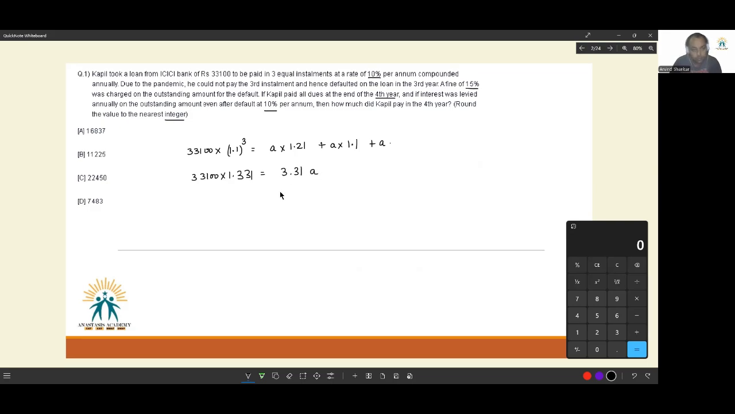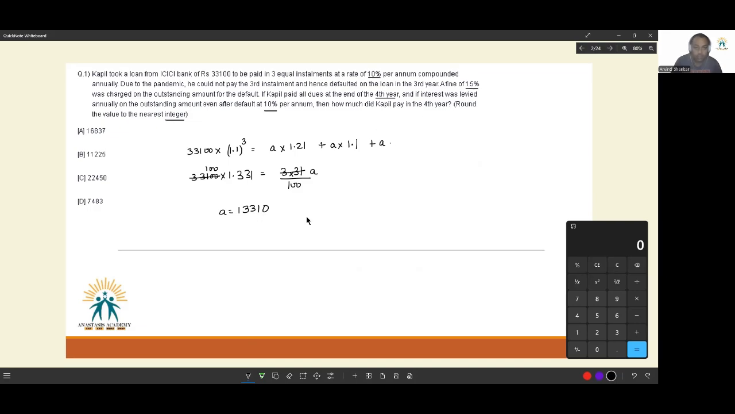3.31 times the installment. Absolutely wonderful. So I can get rid of this by 100, I can get rid of this 331, and this will turn to 100. So every installment is equal to 133,100. Sorry, I've gone too far, not double zero, just one single zero. 13,310 is every installment.